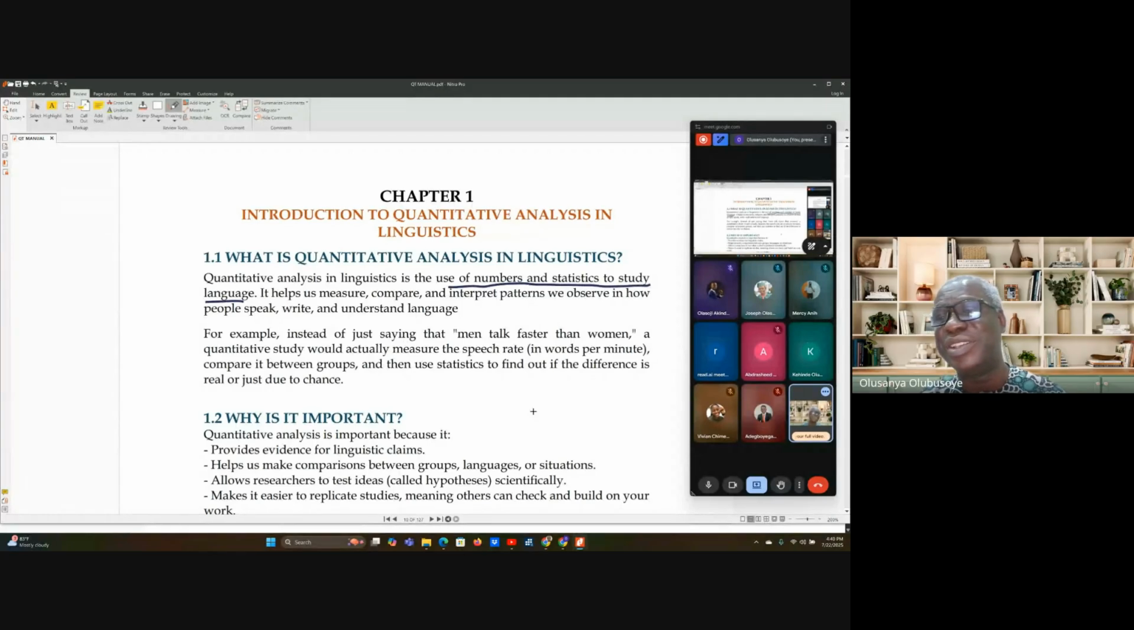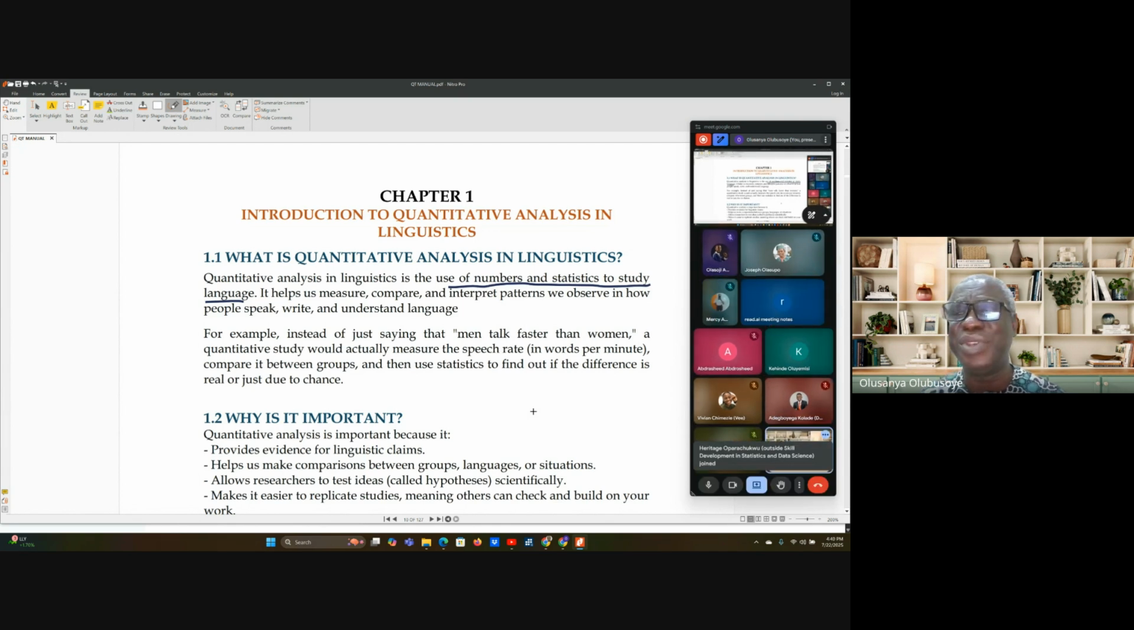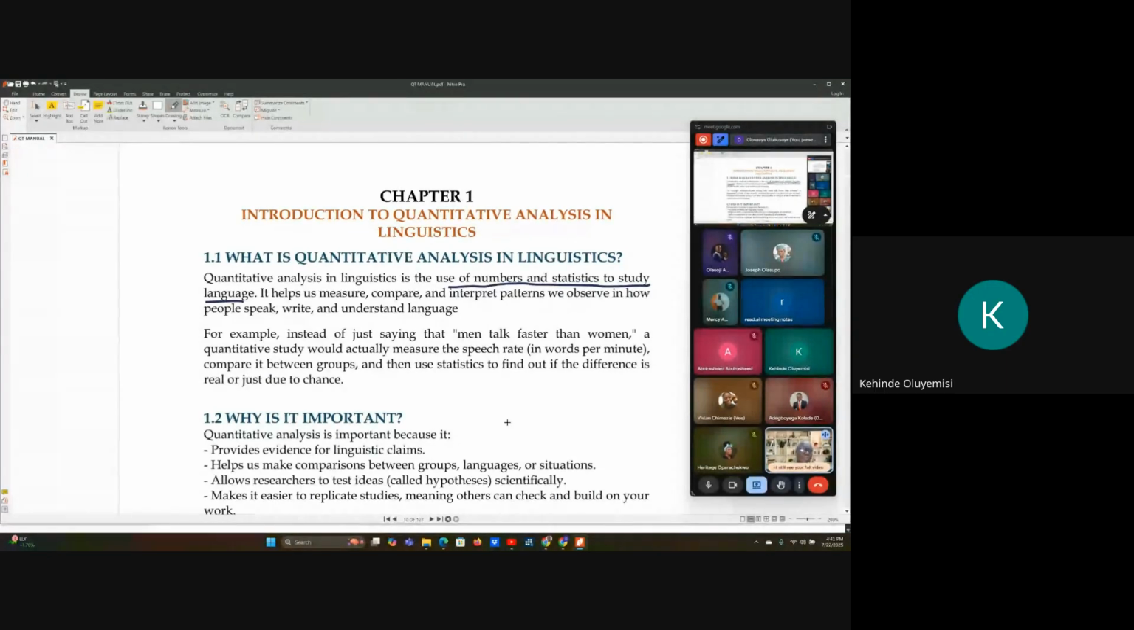Yes. But if we are able to measure and say this person is 50 years old, this person is 25 years old, then we can compare the two and say the age of this is twice the age of this. So statistics and use of numbers help us to measure, also help us to compare.